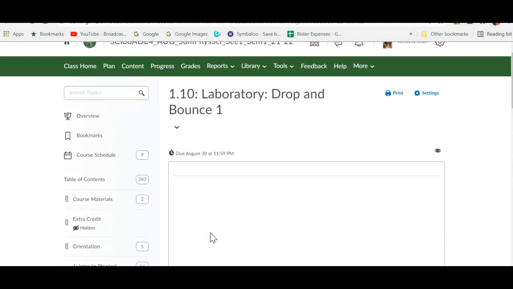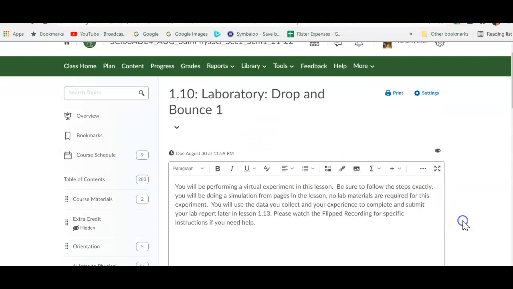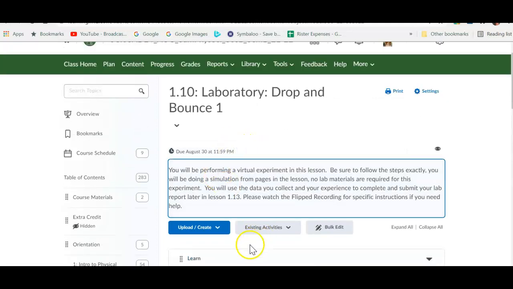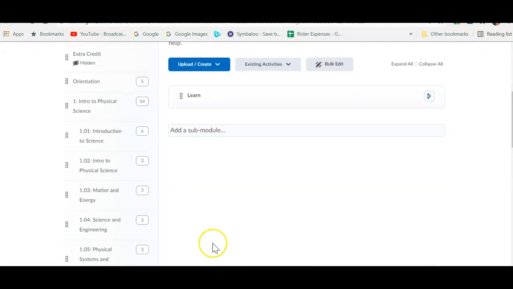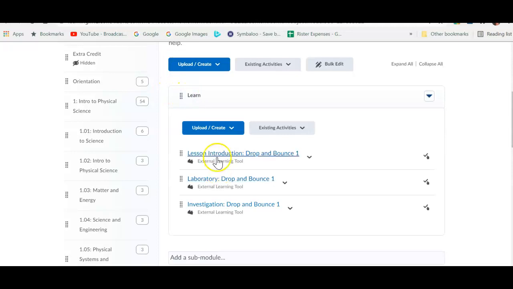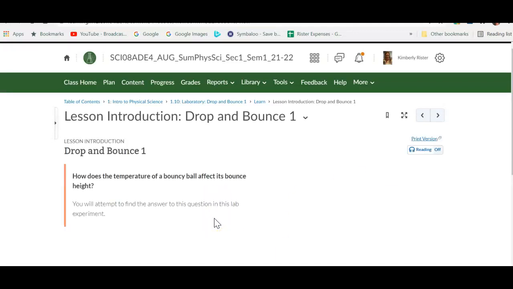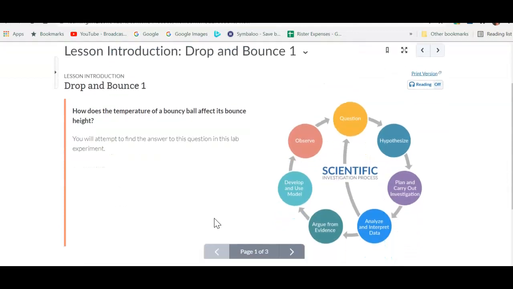So as we take a look at the lesson content, sorry, I misclicked there. We get into the lesson introduction. My computer's moving a little slow today.